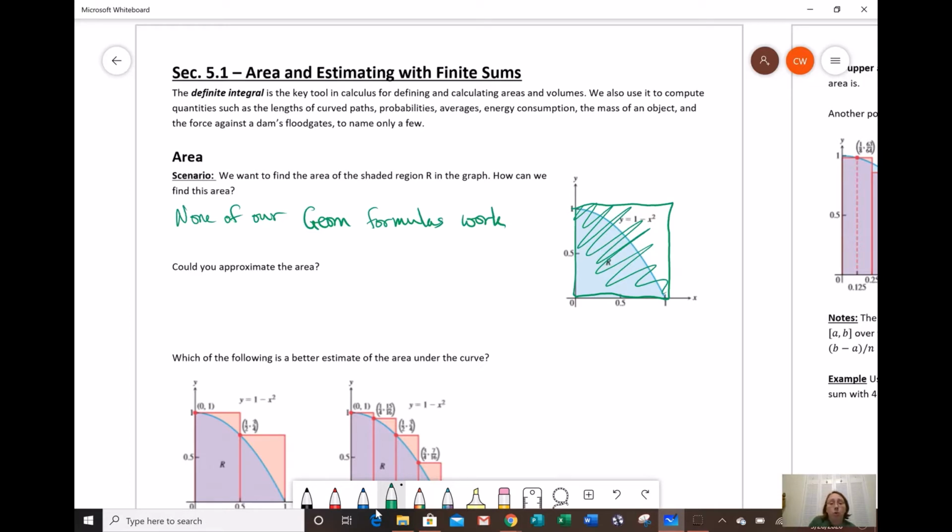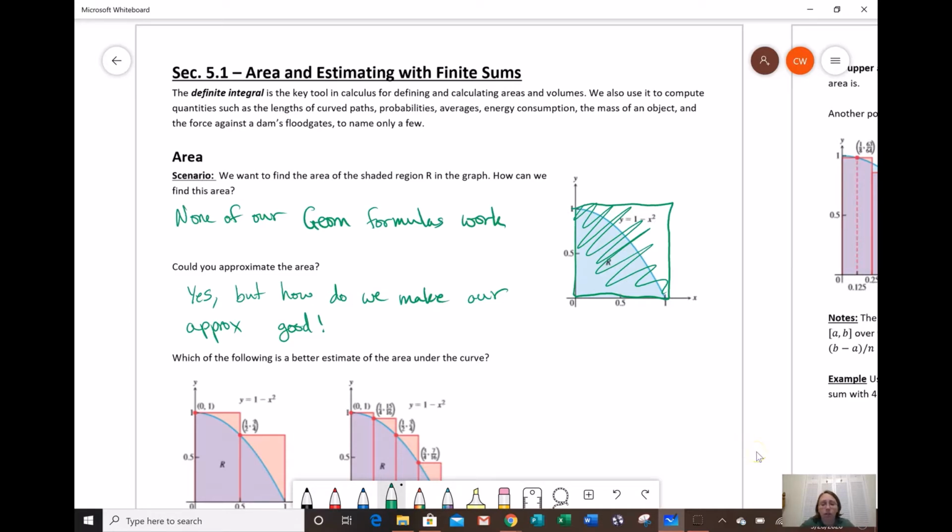So the answer is yes, but how do we make our approximation good or accurate? In this picture here, you can see that this box, yes, it contains our area, but it contains a lot of extra space that we don't want.